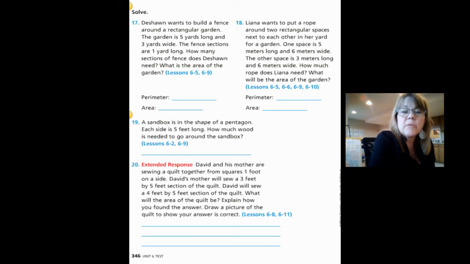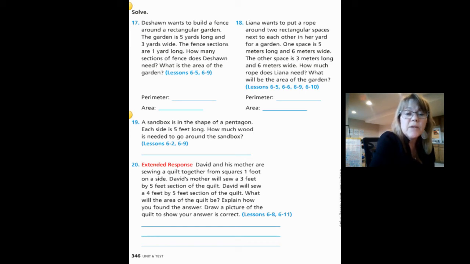Sandbox is in the shape of a pentagon. Pentagon. Each side is 5 feet long. How much wood is needed to go around the sandbox? So we're looking for perimeter. This one, number 20, is a little tough. I'd like you to try it. I think it'll be interesting to see what you end up with.